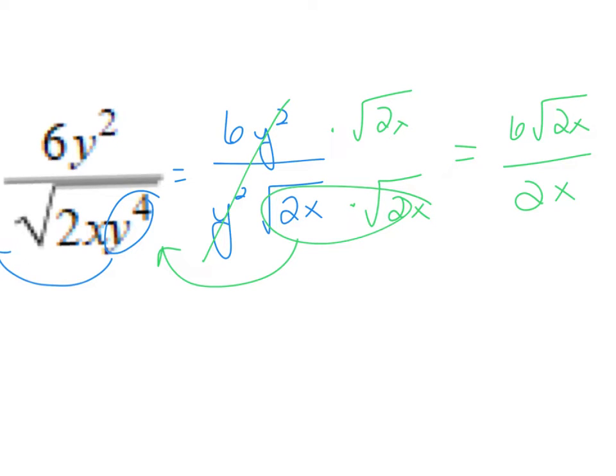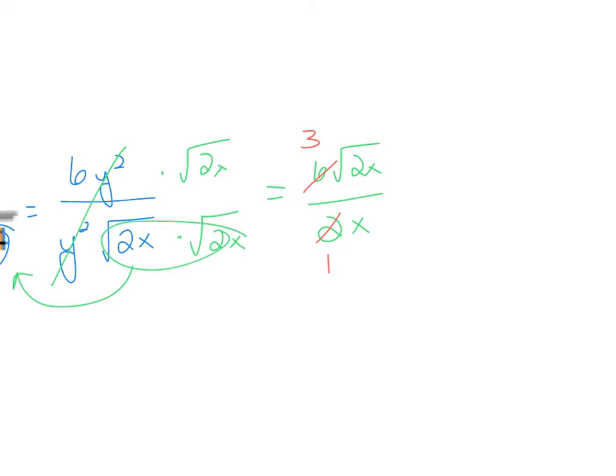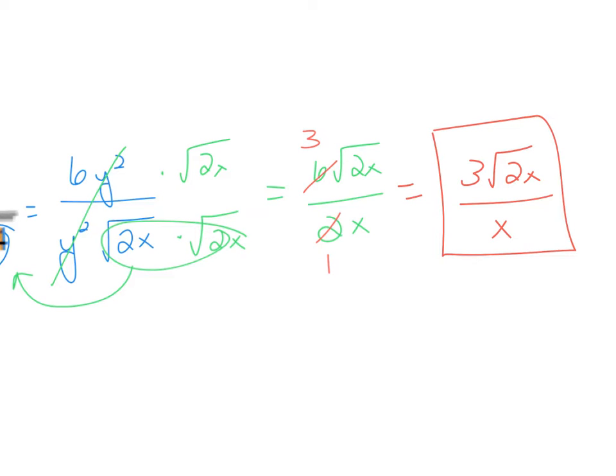Okay, all right, so now inside my square root here is good to go. There's nothing I can do with this, but if I look to the outsides, I've got a 6 and a 2. Those will reduce to 3 and 1. All right, so right now I've got 3 root 2x on top with an x on the bottom.